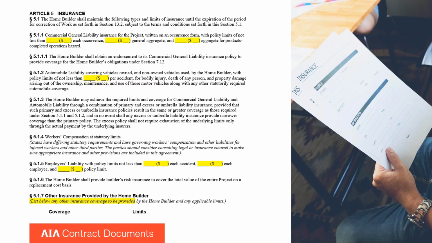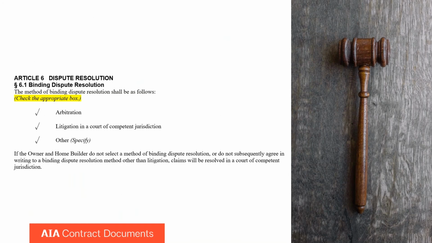Next slide. Now, dispute resolution is something that we all hope that we never will have, but it's here just in case problems arise. So there are 3 options. One can select arbitration, litigation, or other, and then specify what that is. If the homeowner and the home builder don't select one of these, then it will automatically go to litigation. Next slide.